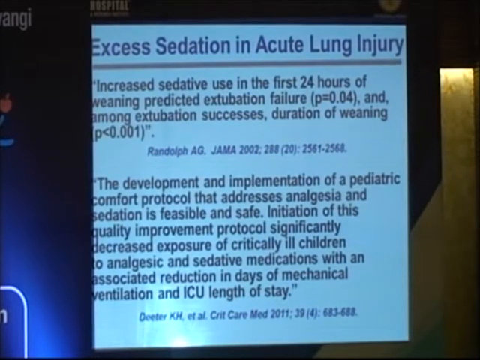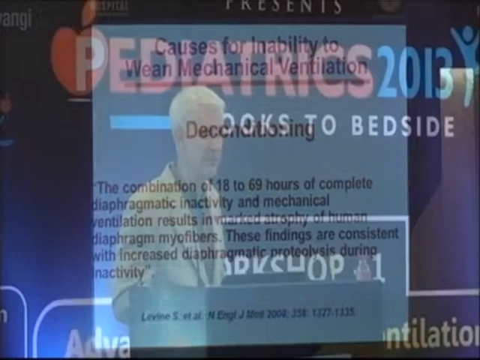So we do a good job at resuscitation and turning things up, and I think we need to pay more attention, especially with sedation, to weaning it from the patient when it is appropriate, because it will reduce the time on the ventilator.